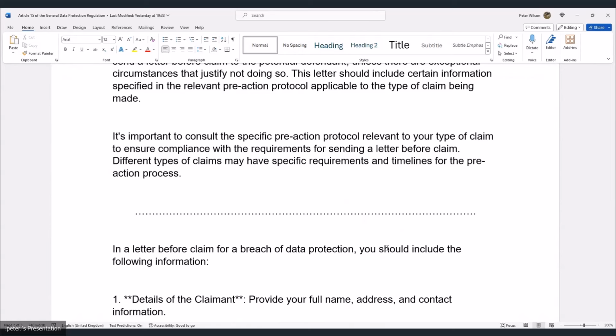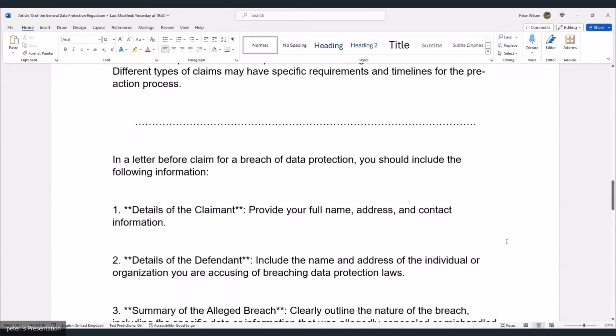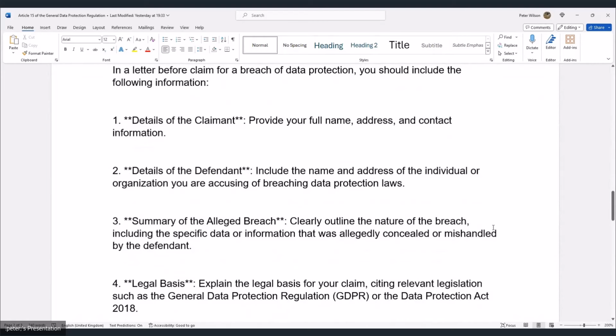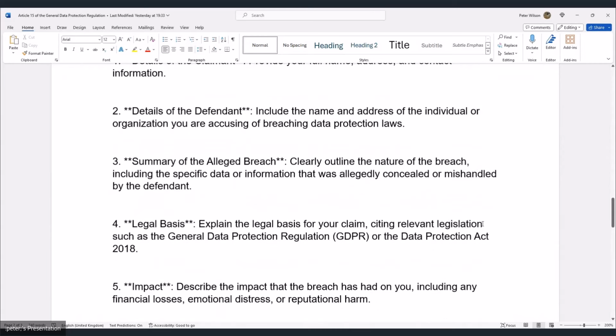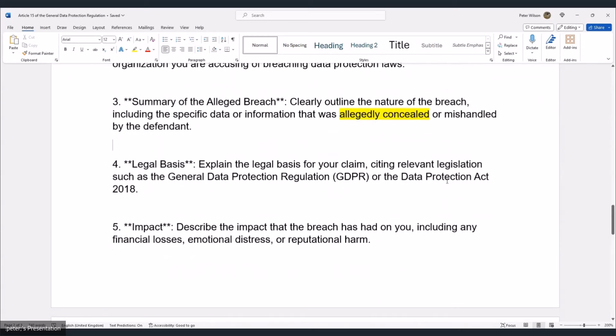Different types of claims may have specific requirements and timelines for the pre-action process. In a letter before claim for a breach of data protection, you should include the following information. Details of the claimant: provide your full name, address, and contact information. Details of the defendant: include the name and address of the individual or organization you are accusing of breaching data protection laws. Summary of the alleged breach: clearly outline the nature of the breach, including the specific data or information that was allegedly concealed or mishandled by the defendant. Concealed. Okay, because what they're doing, if they are not showing you the legally executed deed of assignment, then they must be concealing it because they said they had it. This is the point we are making.